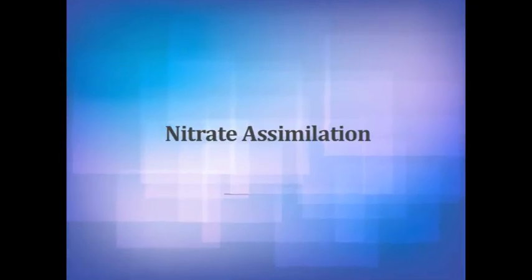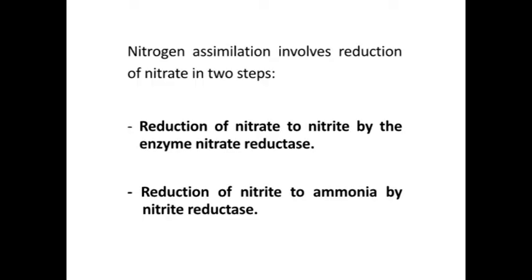Now let us see nitrate assimilation. Nitrogen assimilation is the conversion of inorganic nitrogen in the form of nitrate ions taken up by the plants from the soil into organic forms of nitrogen like amino acids. Plants cannot utilize nitrate as such and it is first reduced to ammonia before being incorporated into organic compounds like amino acids. Thus, nitrogen assimilation involves reduction of nitrate in two steps. The first is the reduction of nitrate to nitrite by the enzyme nitrate reductase and second is the reduction of nitrite to ammonia by nitrite reductase.